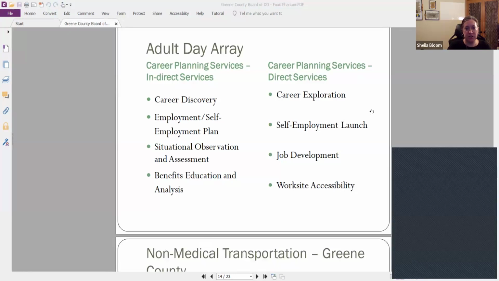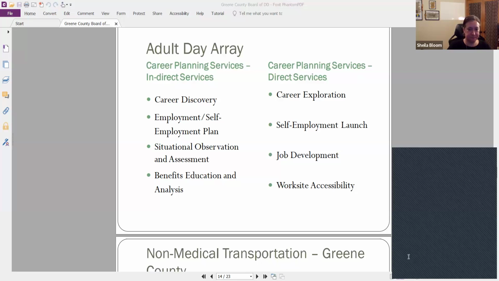Career exploration goes a lot with career discovery and just looking at what's available. What can we look at? What are the options? Self-employment, again, similar to the self-employment plans. How do we do that? Do we develop a business plan? Is there competition in the area? Kind of helps to walk an individual through all of that process.